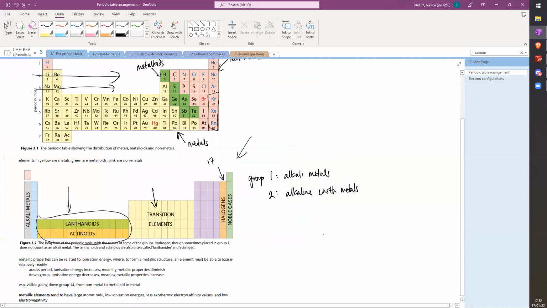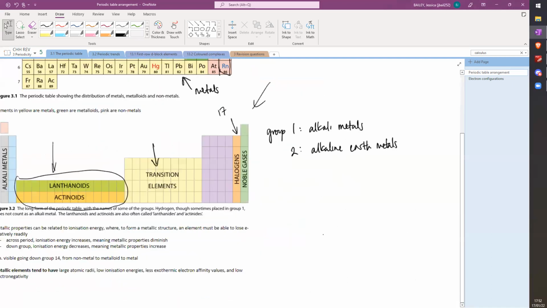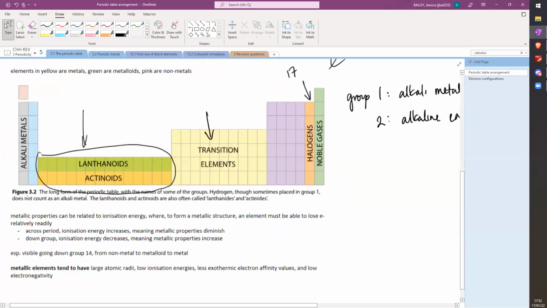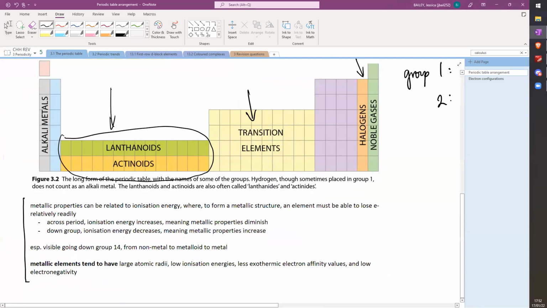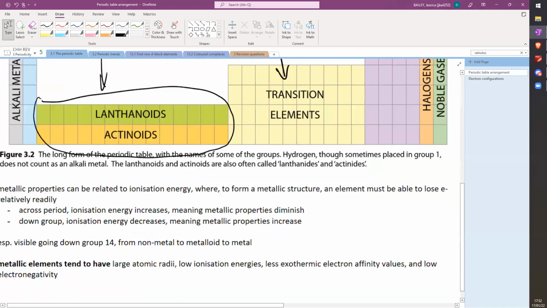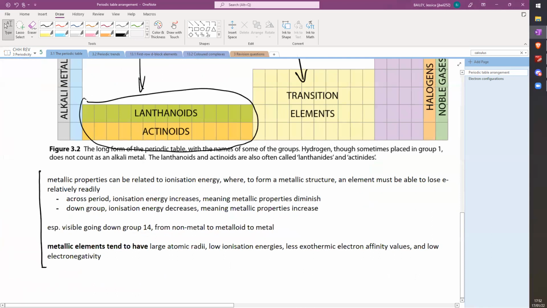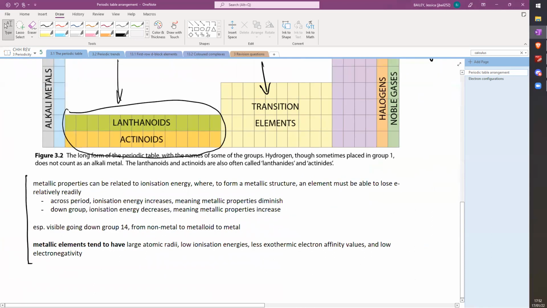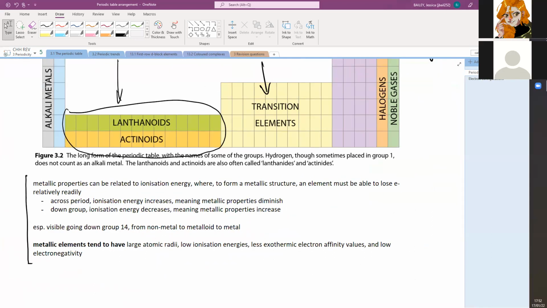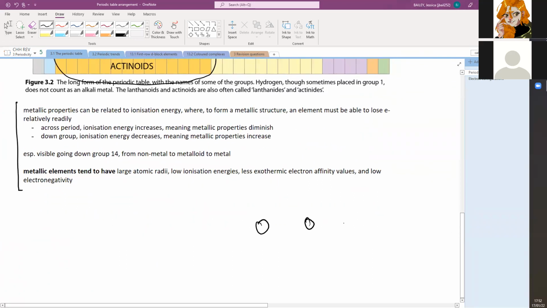Okay, this is just to do with metallic properties of substances. So metallic properties are related to ionization energy. So if you're a metallic sort of structure, that means that your ionization energy isn't really that high, because a metal is something that when it's bonded, it's just a bunch of positive ions, and then there's a sea of delocalized electrons around it.